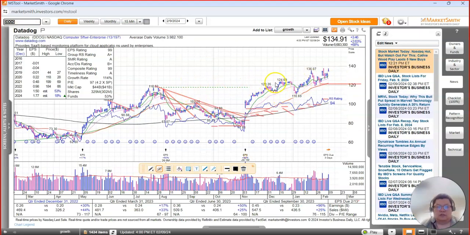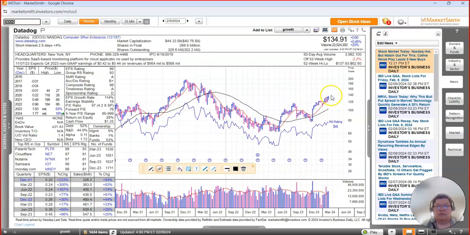Datadog starting to move. Volume is there this week, so that's good. But this one is more choppy than I like this chart, right? But it is making higher highs and higher lows. It's just very choppy. I'm not sure why it's so choppy, but it's probably better stocks out there. But I just find this one so choppy.